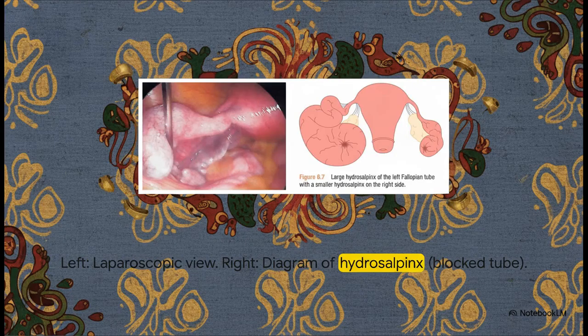And this slide just drives that point home so powerfully. On the right, you see the clean little diagram of what hydrosalpinx is, a blocked, fluid-filled fallopian tube. But on the left, that's what it actually looks like inside someone's body. That swelling, that scarring, that's the real-world damage that can lead to infertility.